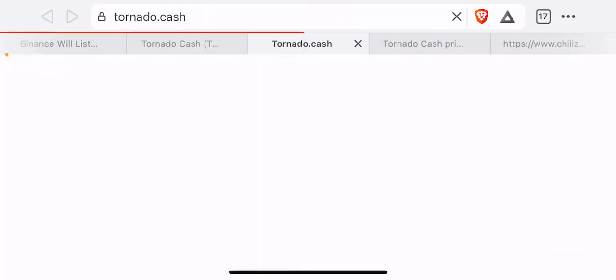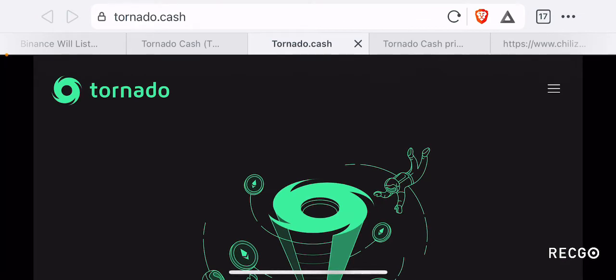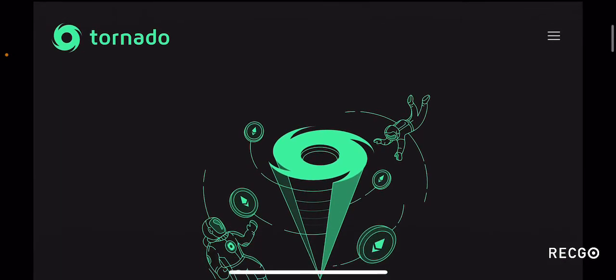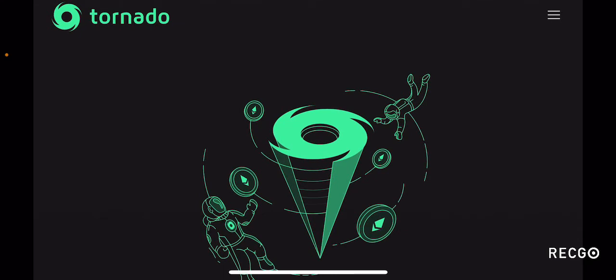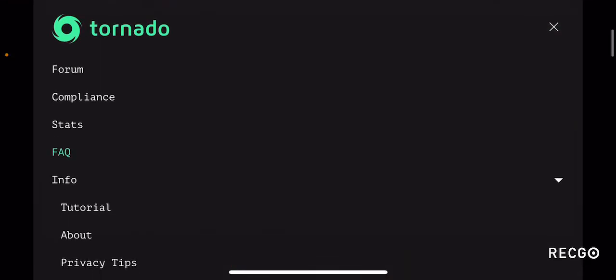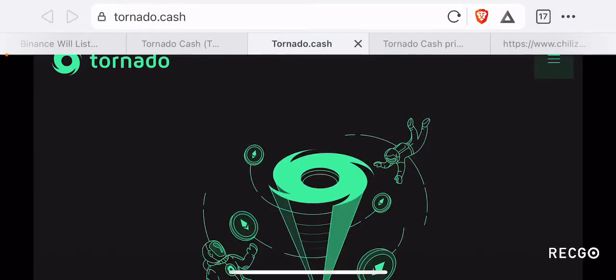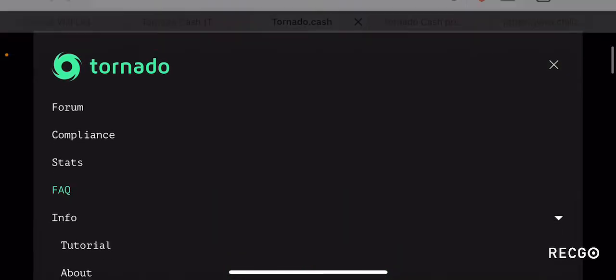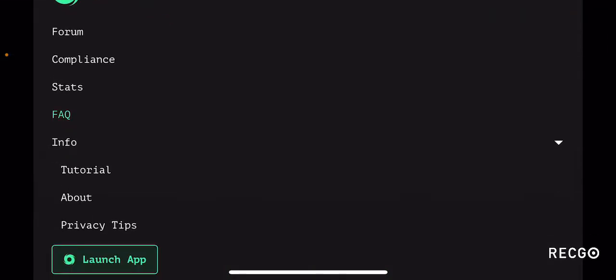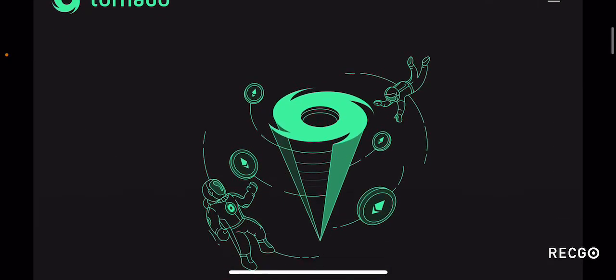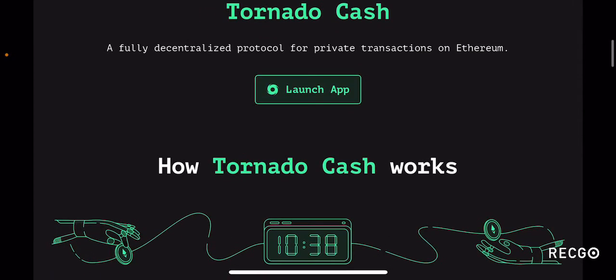Let's go to the website to see how it looks. If you want to go to the website, tornado.cash is the official website, and you can clearly see they have some really interesting colors and background appearance, which focuses on privacy and all that, right? You can also access their stats, their forum, the compliance page, FAQs and tutorials, everything on their platform by clicking on the top right corner. If you scroll below, they have their app, the DApp, that you can click here and access.